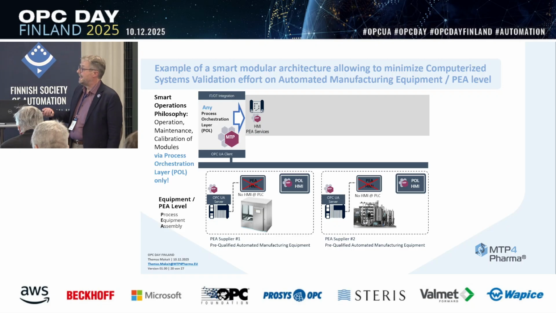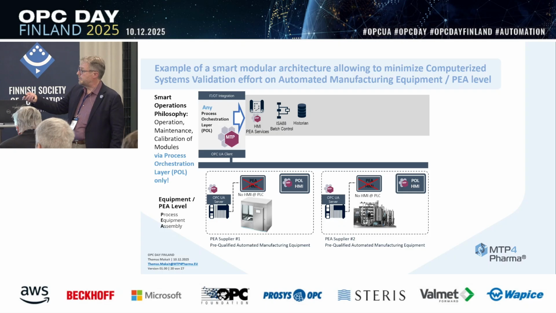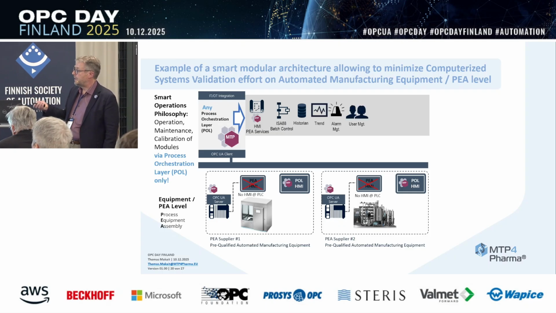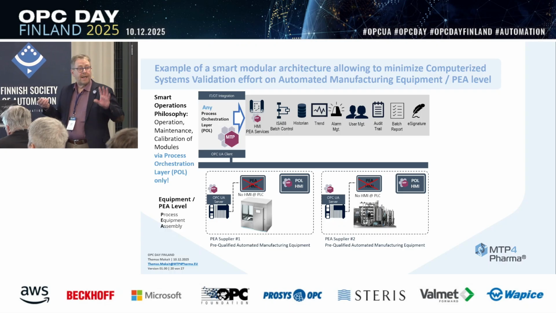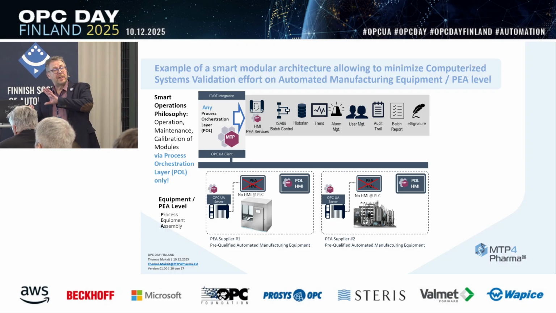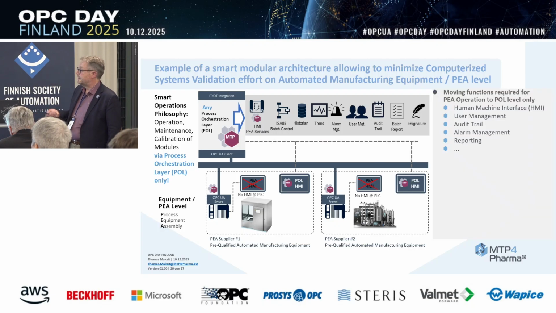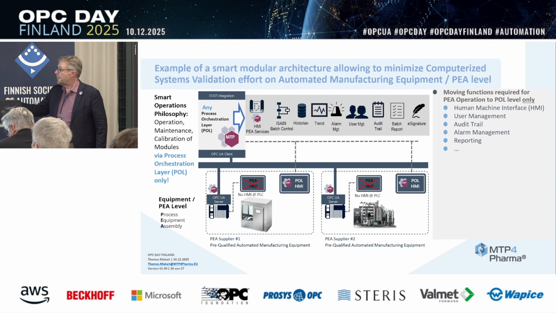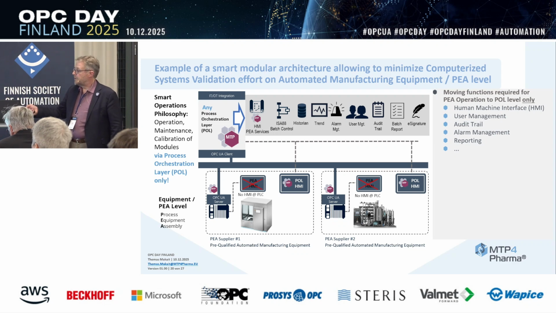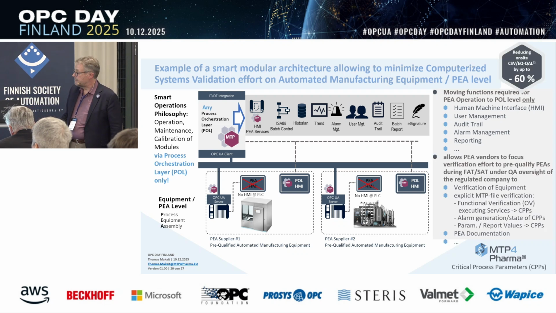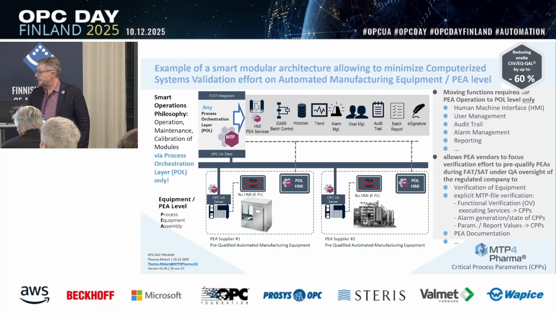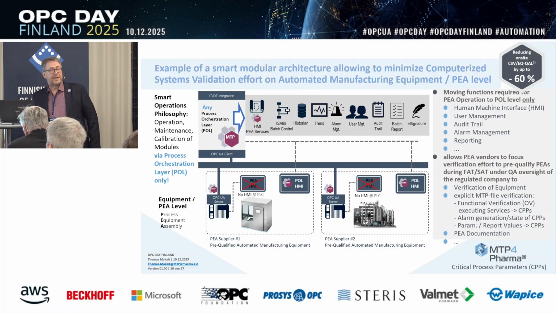And then once, not multiple times, I integrate, have my recipe design, historian, trend, alarm management, user management, audit trail, batch report, e-signature. I validate once on POL level and not multiple times individually for each piece of equipment. Then I connect the HMIs. So I'm focusing on the POL, on HMI, user management, audit trail, alarm management, reporting. And this allows PEA vendors to focus on the verification of the automation functionality.